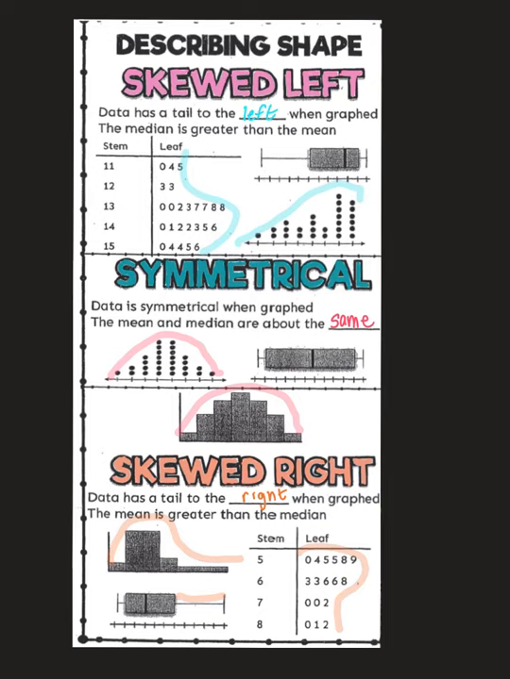What if it's not any of these things? There's also asymmetrical. Asymmetrical would be something like this, where it doesn't have a tail to the right or the left, but it's not in this pretty little rainbow thing. So it's not symmetrical, but it's not skewed left or skewed right. It's just asymmetrical. So let's look at skewed left and skewed right on dot plots and box plots.